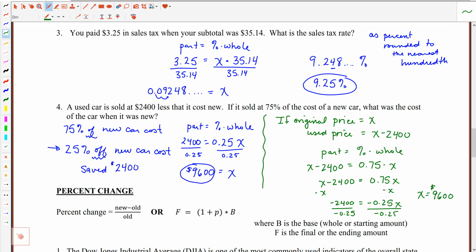Okay, so this is two different approaches to the same problem. If I want to use this 75% directly, this 75% will relate the original price to the used car price. And I know the used car price is $2,400 less than the original price. So that's being reflected by this equation. Another way we could approach this problem is we can appreciate if we were going to pay 75% of the cost of the new car, that equates to then having a 25% discount, or 25% off. So 25% off means I saved $2,400. That sets up this equation over here. So notice we actually would end up with the same value.